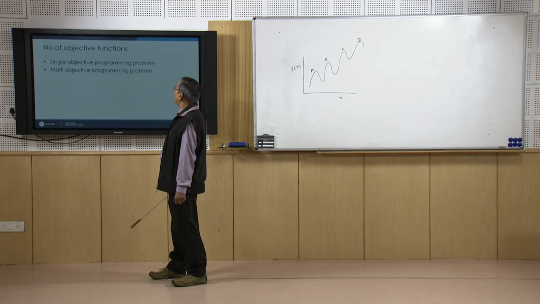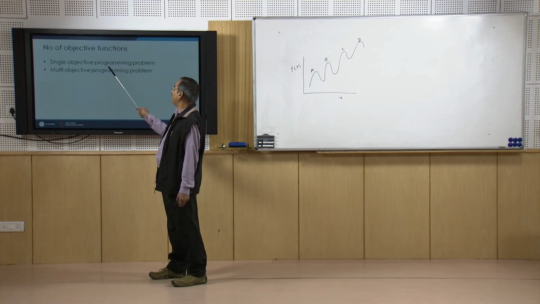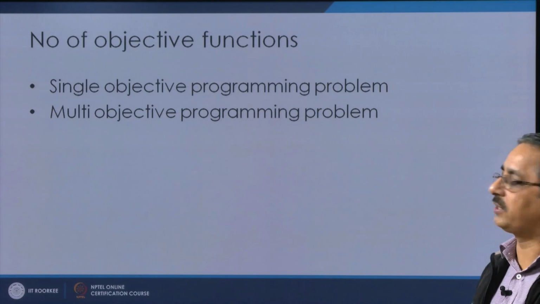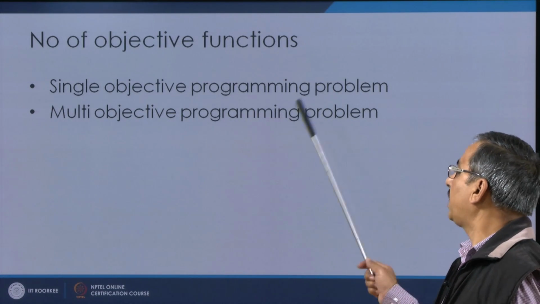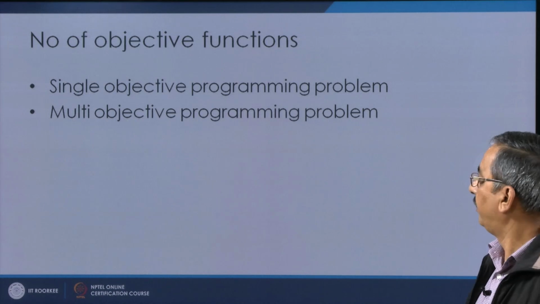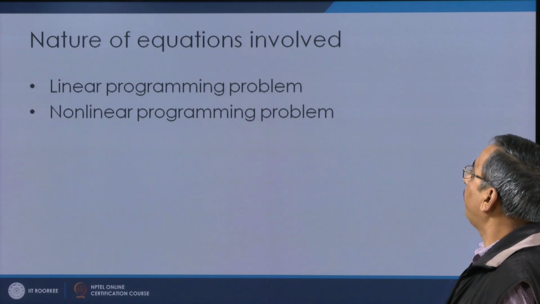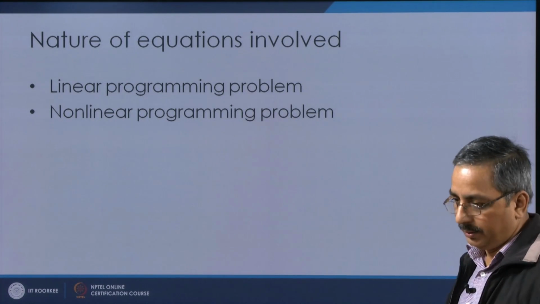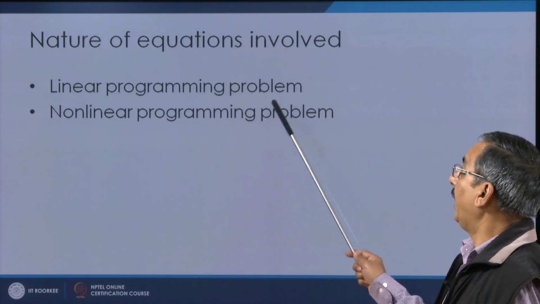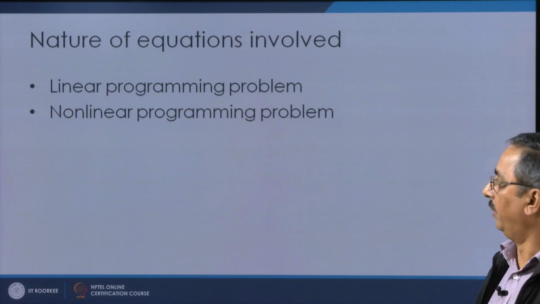Then we could have a classification by the number of objective functions. We could have a single objective programming problem, that is, we have a single objective function, and we could also have a multiple objective programming problem where we have multiple objective functions. Then the classification could be the nature of equations involved, and based on this it could be a linear programming problem or a non-linear programming problem.